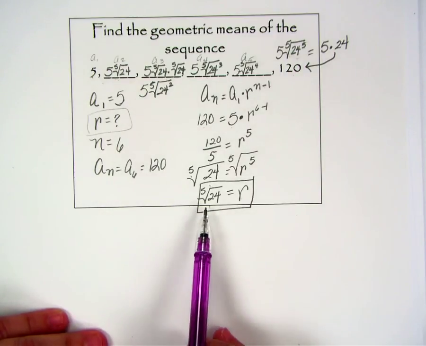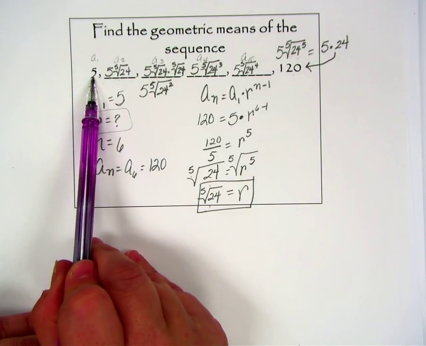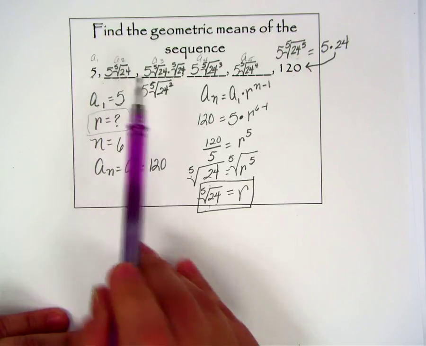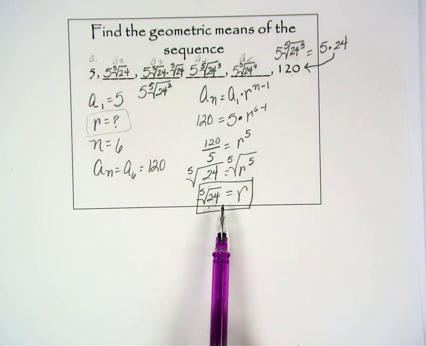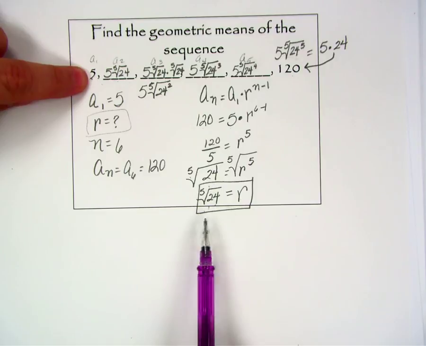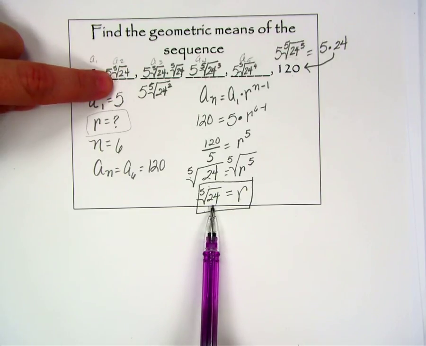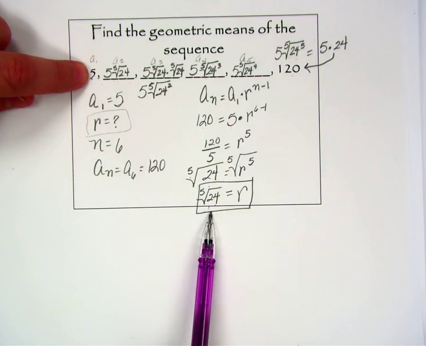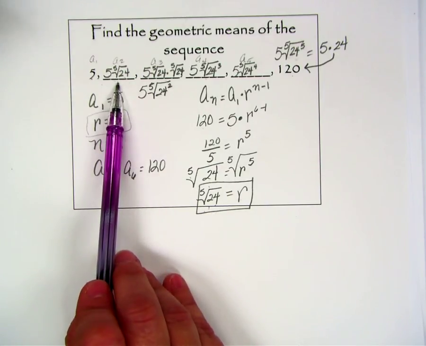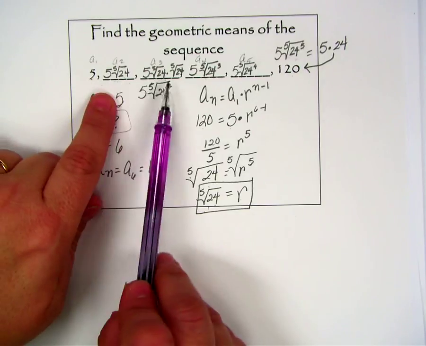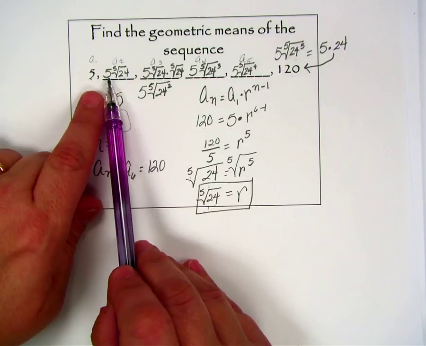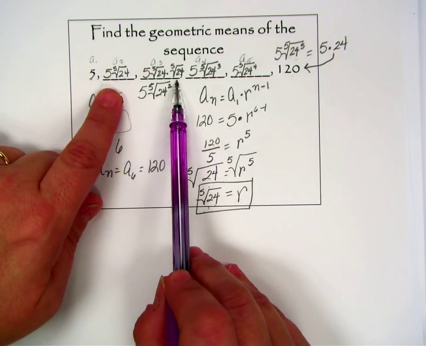Now, if that is the common ratio, that means I'm supposed to multiply this term by this to get the next term. So 5 times the fifth root of 24 is 5 times the fifth root of 24. Now to get from here to here, I have to multiply by this again. So that's 5 times the fifth root of 24 times the fifth root of 24.